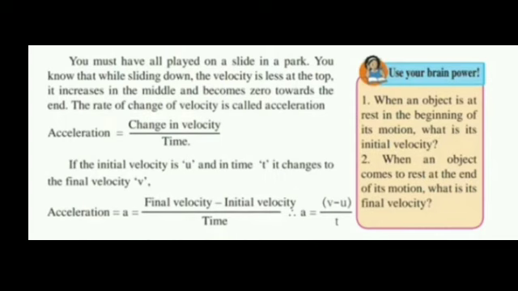If the velocity of an object changes during a certain time period, then it is said to have accelerated motion. An object in motion can have two types of acceleration. If the velocity changes by equal amounts in equal time intervals, the object is said to be in uniform acceleration. And if the velocity changes by unequal amounts in equal time intervals, the object is said to be in non-uniform acceleration. These are the two types of acceleration.